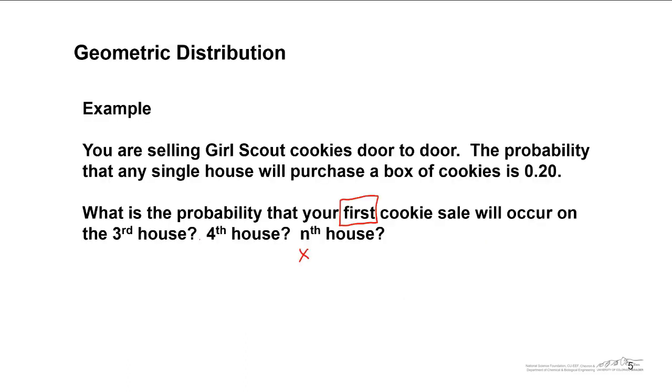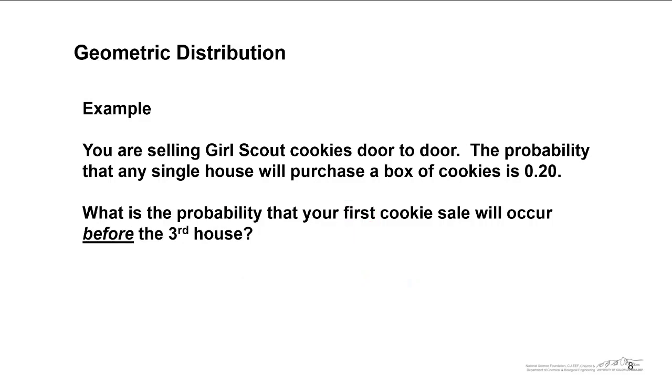Let's go back to this example here. Let's calculate the probability that the first cookie sale will occur on the third house. That means x equals 3, and we can plug that into the geometric distribution function. F of 3 equals (1 minus p) raised to the x minus 1 times p, and when we plug that into our calculator, we get 0.128. That would tell us that we have a 12.8% chance that our first cookie sale will occur on the third house. So it's just telling us the first success.